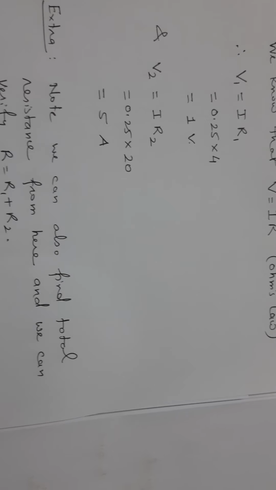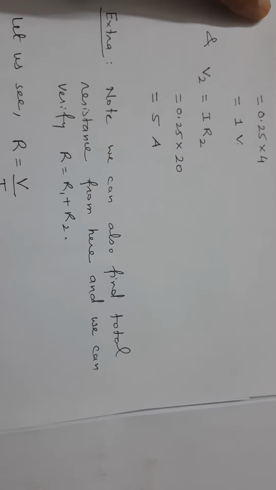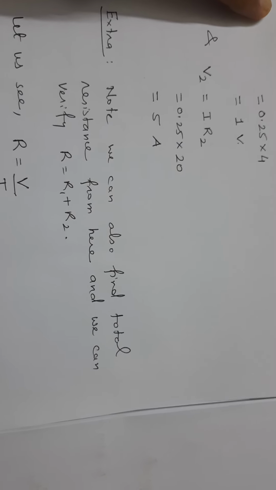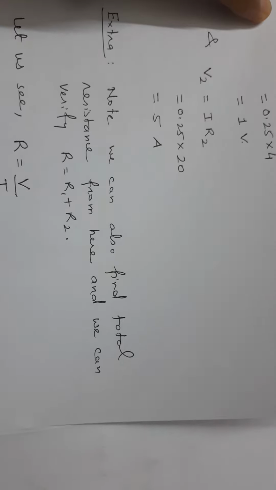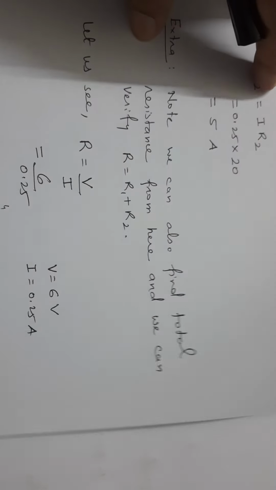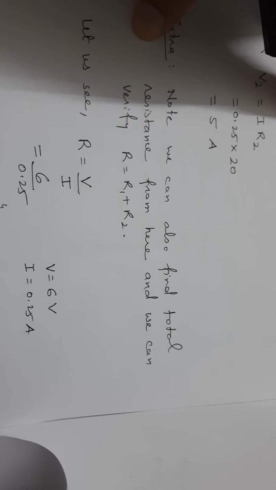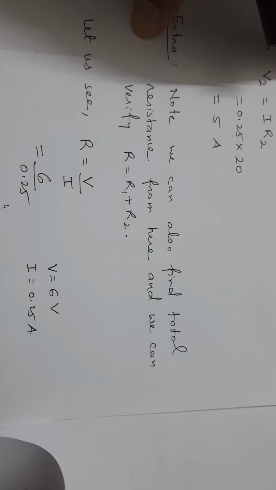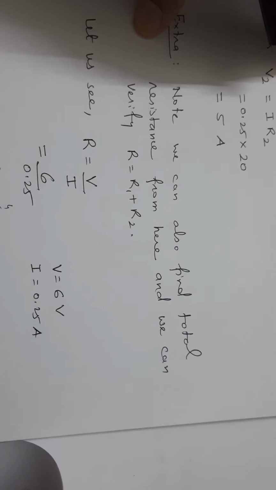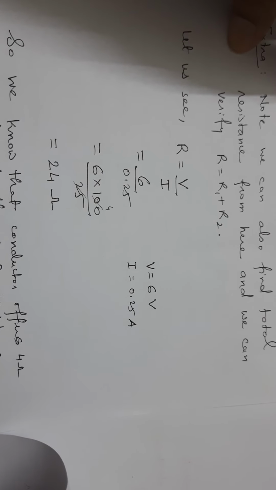Let's see that one extra sum. Extra note, we can also find total resistance from here. We can verify R is equal to R1 plus R2. We can also verify R is equal to, let's see how it is verified. So we have R is equal to V upon I. So that is 6 upon 0.25 because 6 volt and I is equal to 0.25 ampere. And that's why we will get ultimately 24 ohm, which we have earlier calculated.